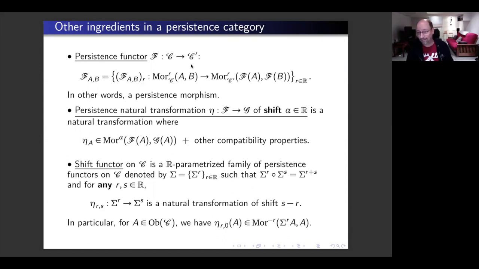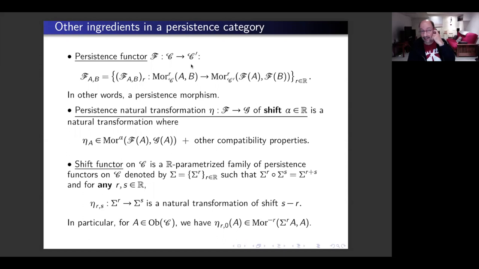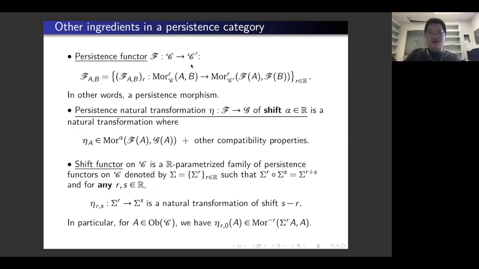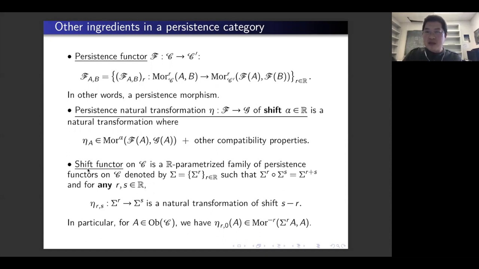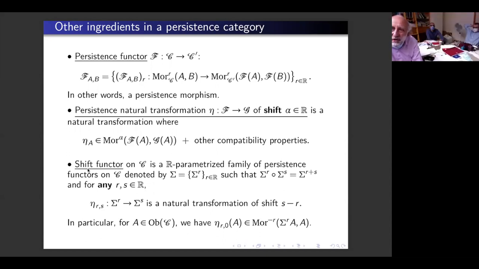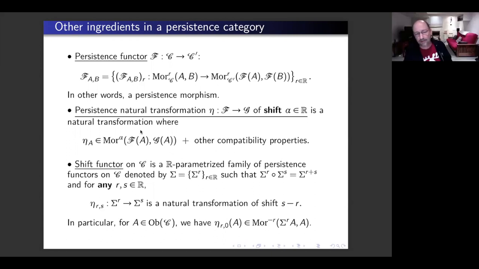It's not identity. So the shift functor does not always exist. Sometimes it exists, sometimes no. Right. So this is not an ingredient in the definition of a persistence category. Sometimes you have to construct it by hand. It's not just a shift of Morse. Shift of what? It doesn't just send Morse R to Morse R plus S. It's something more complicated. No, because in fact, the best way to see it is to think of an example.